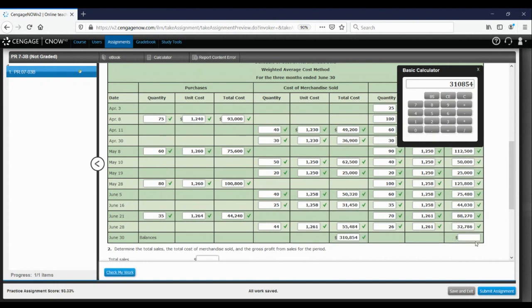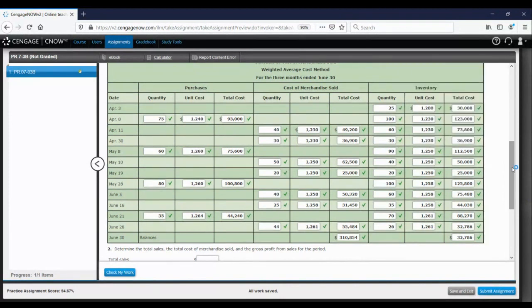The ending inventory balance will be the ending balance from June 28th. So 32,786 is the ending balance that would go on this cost card. Do I have any questions about the cost card that we just completed?